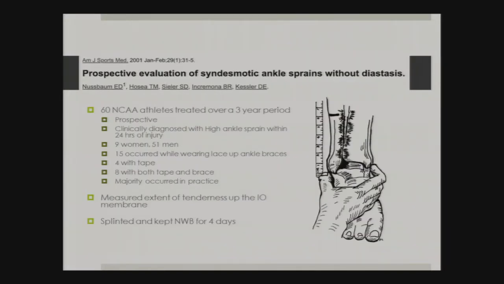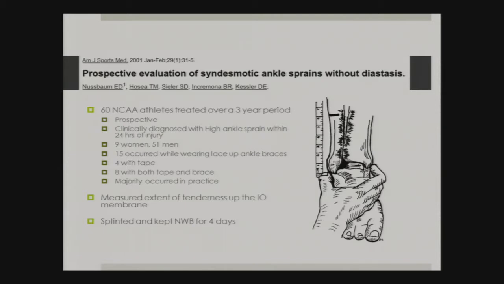So this was another study that the previous one actually had cited, talking about 60 NCAA athletes that were treated over a 3-year period. It was a prospective study. They were all diagnosed clinically within 24 hours with a high ankle sprain. It was predominantly men in this study. Interestingly, it occurred while a good percentage of them were wearing some sort of protective device like a brace or ankle taping or both. And contrary to other studies, these occurred mostly in practice.